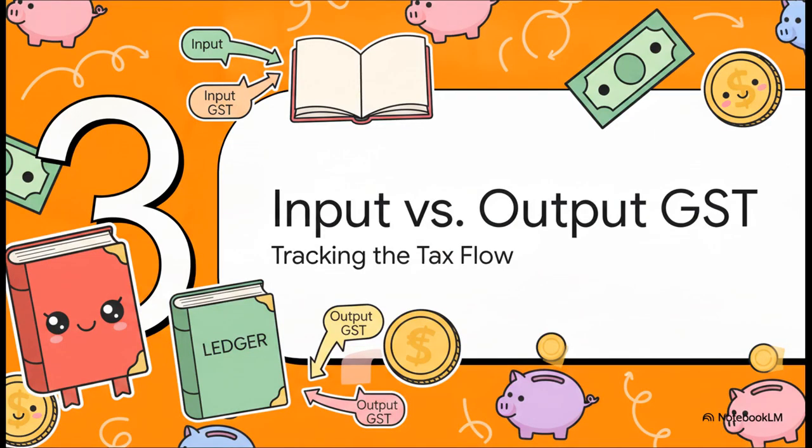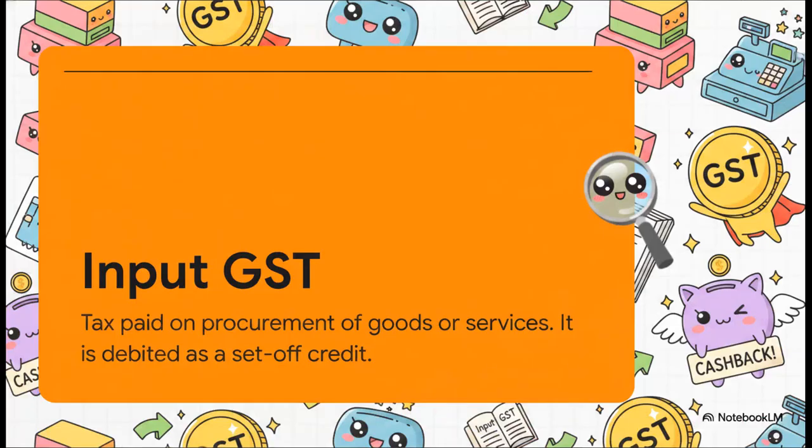Next up is Section 3, Input versus Output GST. This is where we get our hands dirty with the actual mechanics of recording these taxes. So what exactly is input GST? Simply put, it is the tax you pay when procuring goods or services for your business. Imagine you're a business owner buying a batch of raw materials. You pay GST on that purchase. In your books, you debit this input GST.